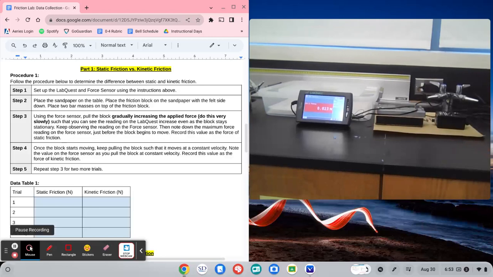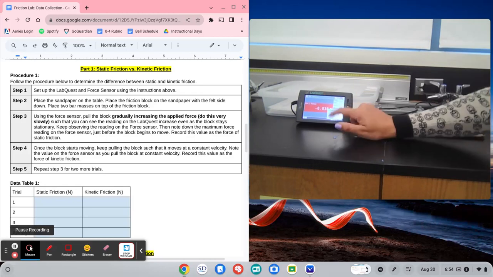For the first experiment here on our friction lab, we're going to look at the difference between static friction and kinetic friction. I currently have a block with two 250 gram masses on it. I have a force sensor that I've connected to my LabQuest. I've set up the LabQuest. What I'm going to do is pull it just before it starts to move. That will be the force of static friction, so the force that is resisting the start of motion.